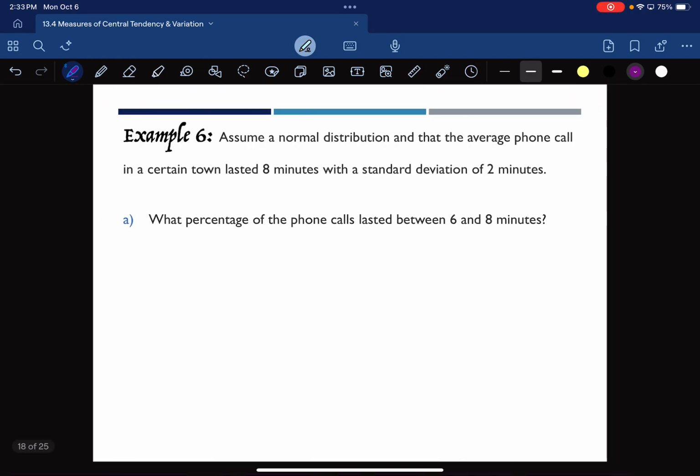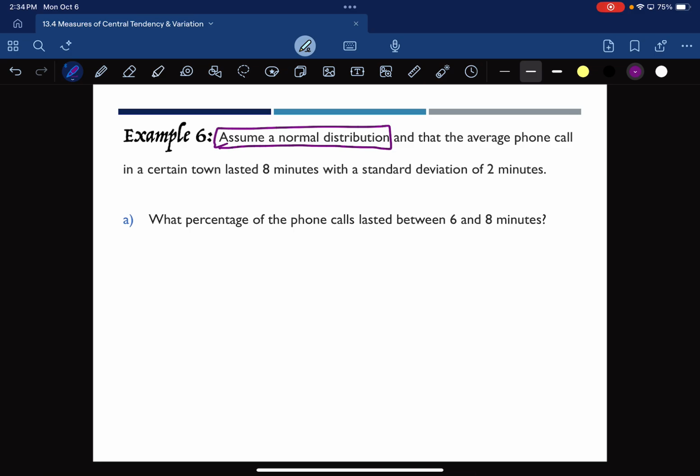So let's take a look at some examples so you can see how it actually plays out, how it works. It says assume a normal distribution. It matters that this phrase is here. If this phrase is not here, nothing else works. You will see it in all the problems you're working in. It's going to be there. But if it's not there, the empirical rule doesn't apply. It's got to have that phrase in there.